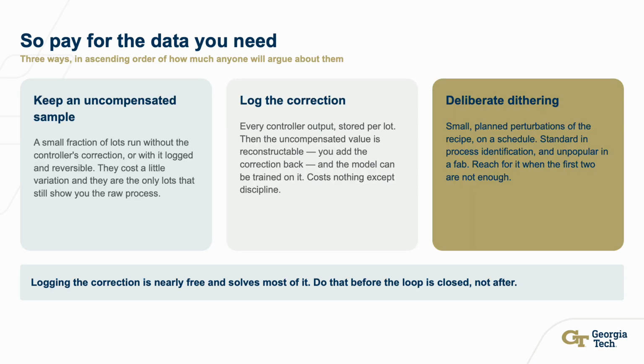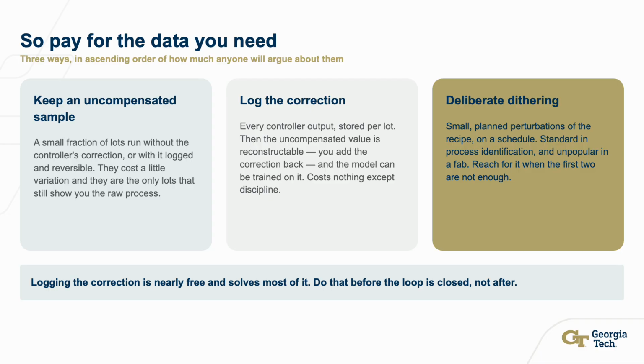So pay for the data that you need. Three ways, in ascending order of how much anybody will argue with you. Keep an uncompensated sample: a small fraction of the lot, run without the controller's correction. It costs you a little variation in the whole lot, and it is the only lot that will show how the raw process behaves.